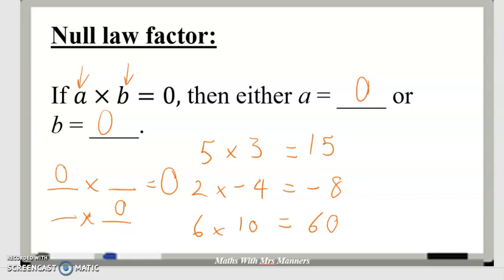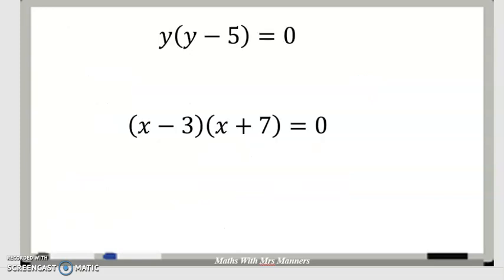And we're going to use that null factor law when we solve these quadratic equations. So before we get started, how do I know this is a quadratic equation? Well, we've done a lot of expanding brackets, and if you multiply this out, you're going to get y squared minus 5y, and that is definitely a quadratic equation. But we don't want to do that. When you get an equation in factored form, that's ideal, because that's actually the form we usually want a quadratic equation to be in, so that we can solve.